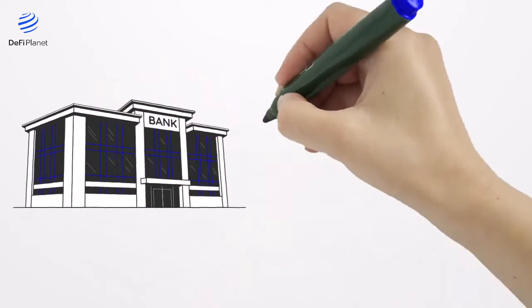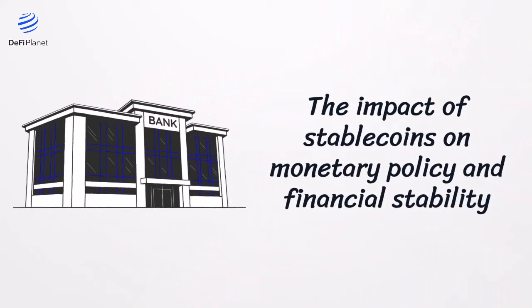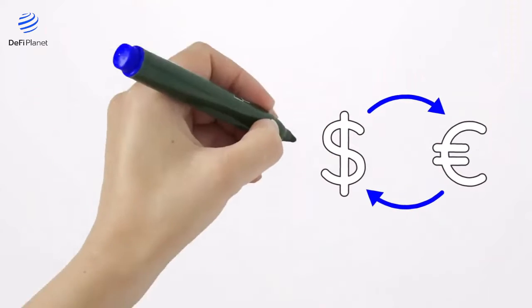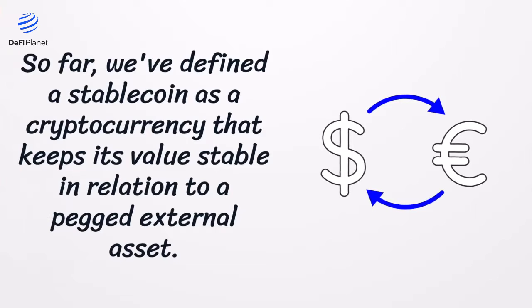The impact of stablecoins on monetary policy and financial stability. So far, we've defined a stablecoin as a cryptocurrency that keeps its value stable in relation to a pegged external asset.